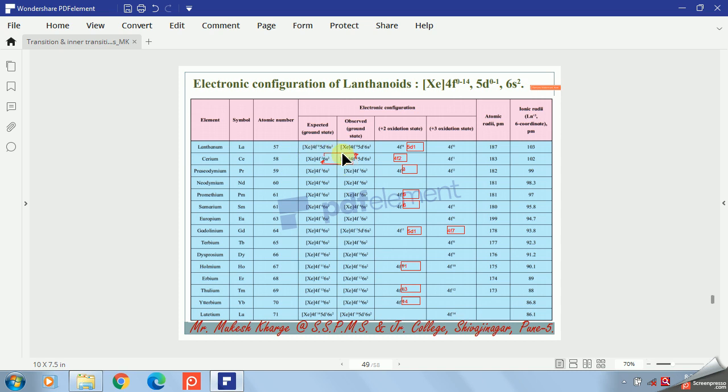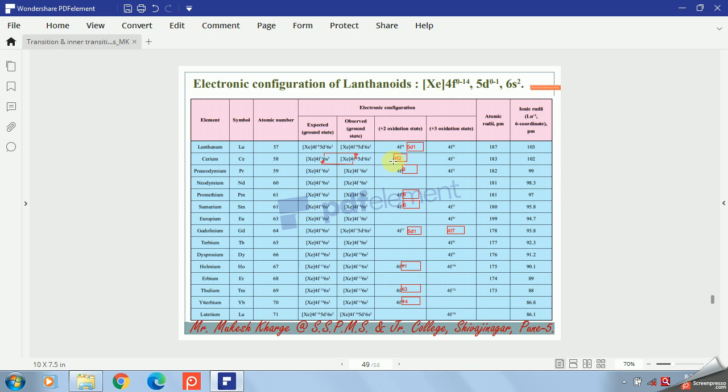So make it correct; change this electronic configuration. It is the observed electronic configuration of cerium: xenon 4f2 6s2. Now if it donates 2 electrons from 6s, the 2 electrons in 4f remain.